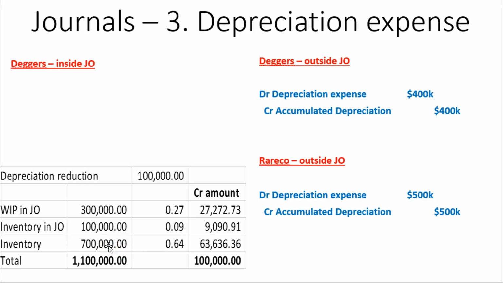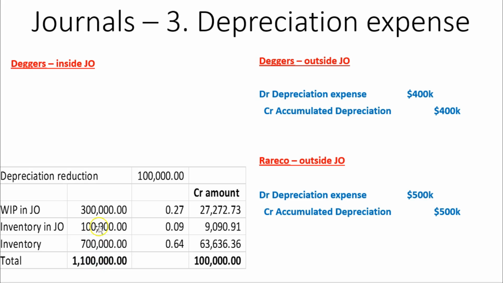So I want to reduce the value of these three accounts based on their proportion of the total, because this $100,000 of overstatement is included in this total. Okay, so from our perspective, the total should actually be $1 million.